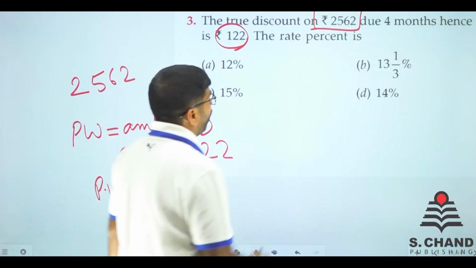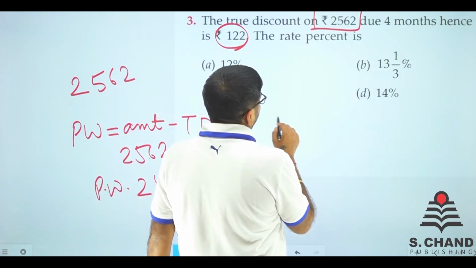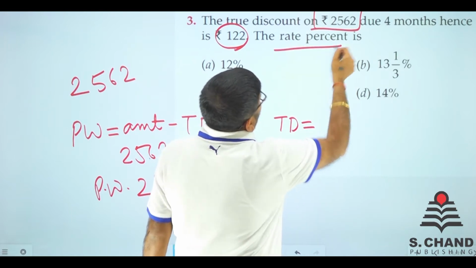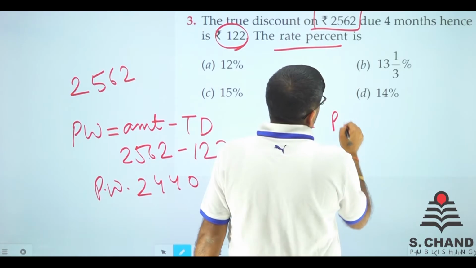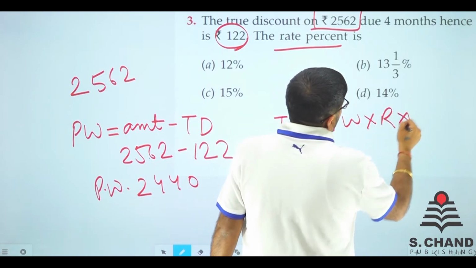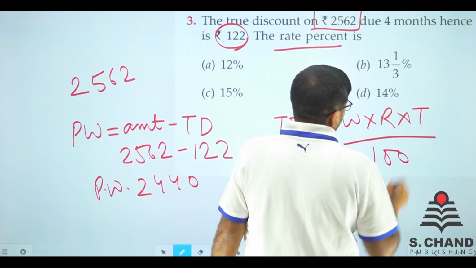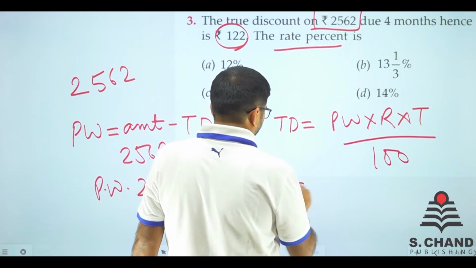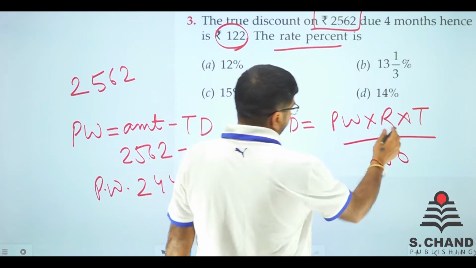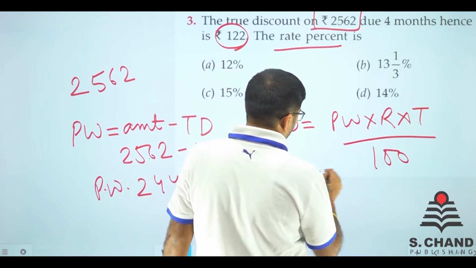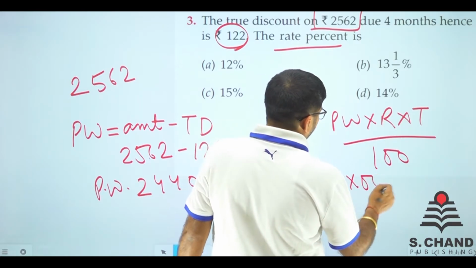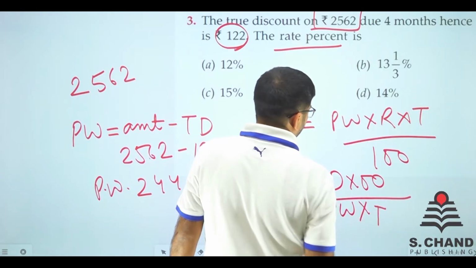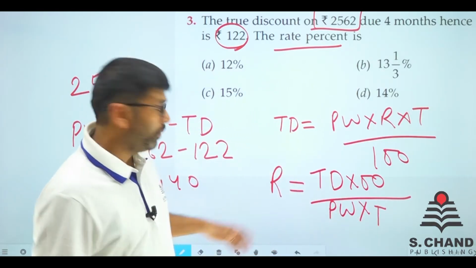So now if I want to calculate the true discount, or we want to calculate the rate percent, true discount is equal to PW into R into T by 100. But my question is what rate? So I'll put rate here, and everything is true discount into 100 divided by PW into T. That is what exactly we know, right?